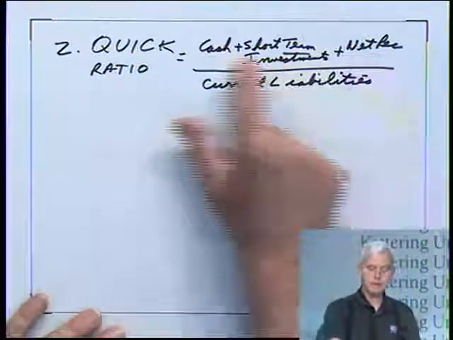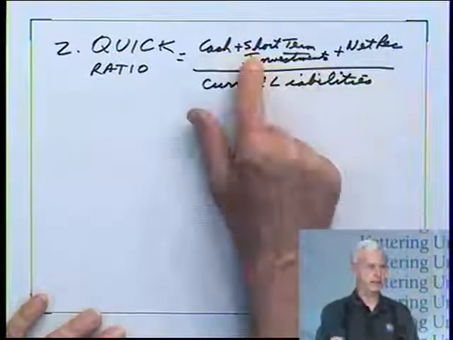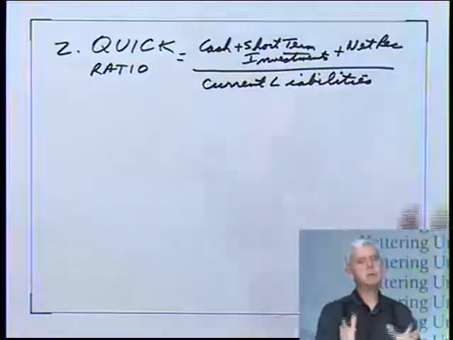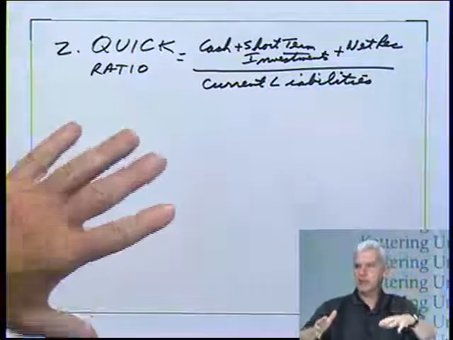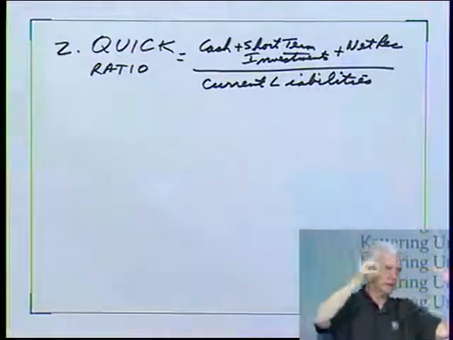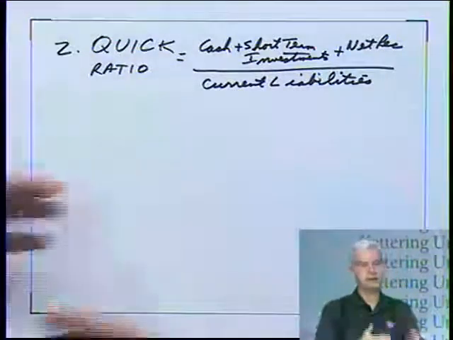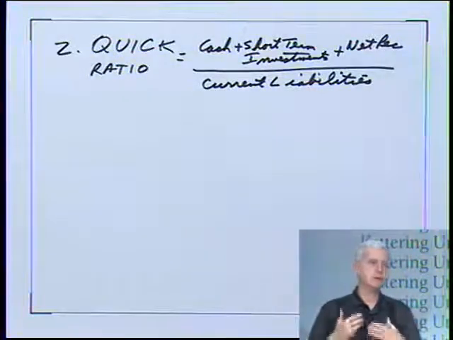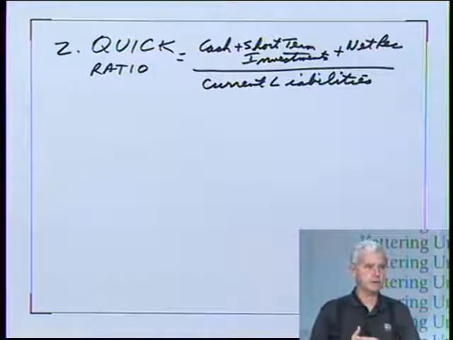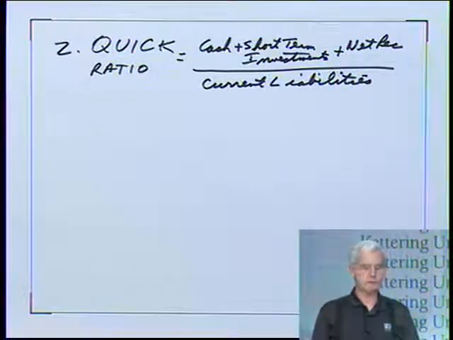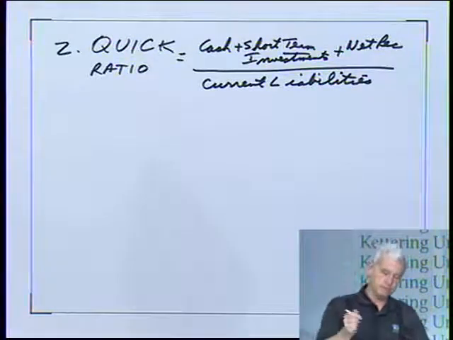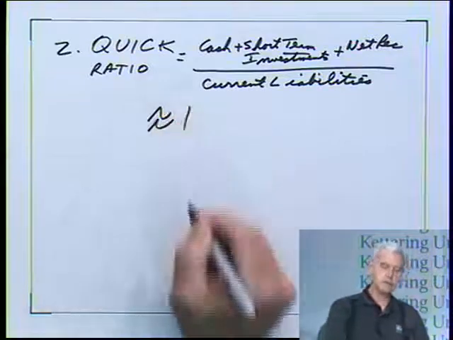So all of these are really, really liquid. Inventory is not. Because with inventory, we have to sell it, we have to find a buyer, and then we have to wait 30, 60 days for someone to pay the bill. So inventory is not considered a quick asset. But cash, short-term investments, and receivables are all considered very, very liquid. Now, as a rule of thumb, we would like to see this one at about 1 to 1.